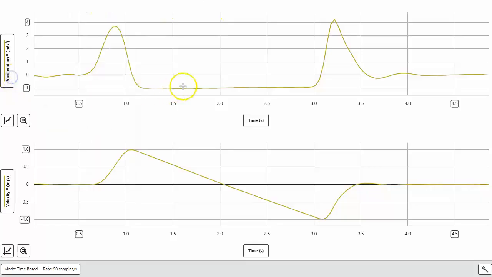So if you take a look here, you'll see that there is definitely a non-zero acceleration. So even at its peak, the acceleration doesn't disappear. There is still an acceleration. So it is possible, based on our experiment here, to have an object with a 0 velocity and a non-zero acceleration.